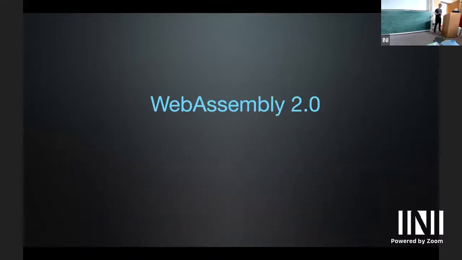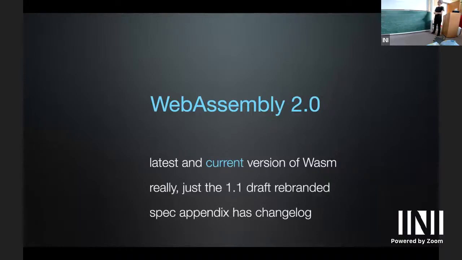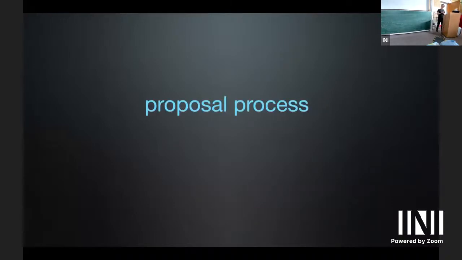So what is WebAssembly 2.0 then, or 1.1 previously? You should think of it now as the current version of WebAssembly. That's really what WebAssembly is, and it was just rebranded. If you want to see an overview of the things that have changed, there's a very high-level changelog now in the appendix of the spec. I'm going to walk you through some of the things. But before I do that, another thing I want to talk about is what's actually the process for changing the spec, because that's interesting as well.